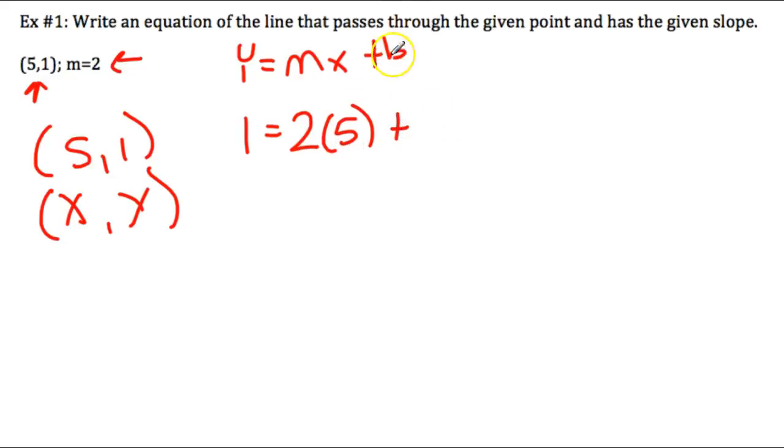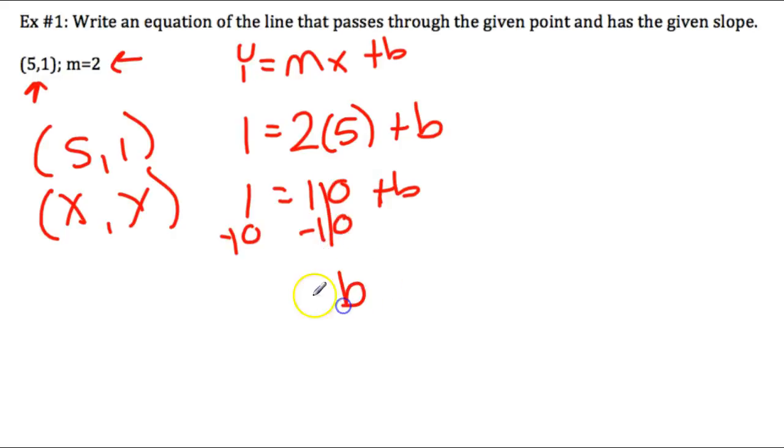Do I know the b? No, that's what I'm trying to find out. Now I need to solve for the b. So 1 equals 2 times 5. That's 10, plus b. Now to get b by itself, I'll do minus 10 on both sides. Minus 10. That cancels. B equals 1 minus 10, which is negative 9.